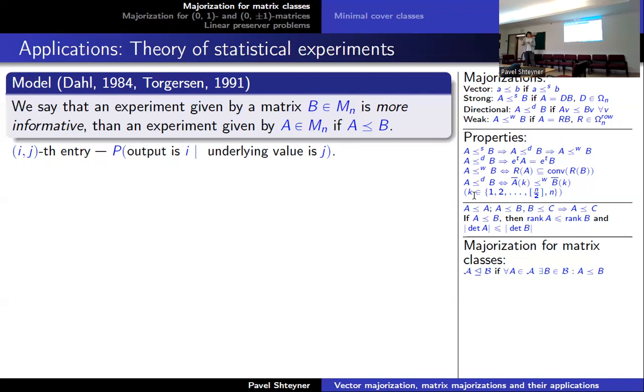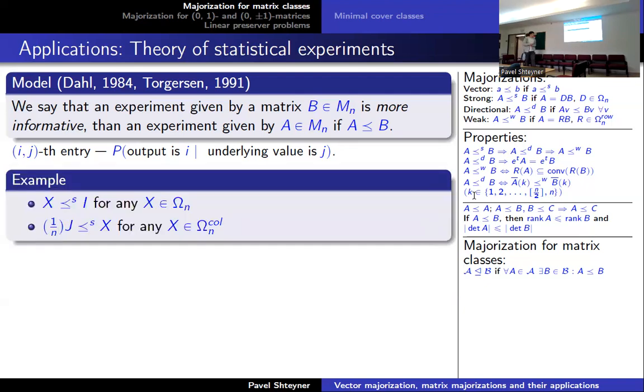Yes, majorization actually can be viewed as being more or less important. For example, every doubly stochastic matrix is majorized by an identity matrix, and the identity matrix is an ideal matrix of an experiment. So it means that the experiment never fails: with 100% probability, it tells you the correct answer.